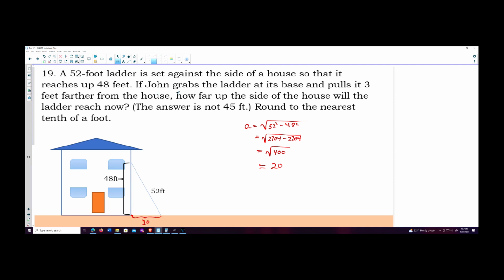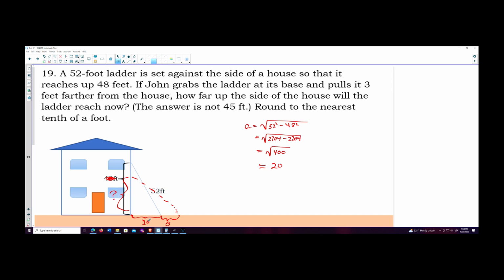Now that I know it's 20 feet, it says if Young grabs a ladder at its base and pulls it 3 feet farther from the house, it looks something like this. I know I cannot draw straight on with this tablet. Okay, so I want to know the distance. So he pulls it 3 feet more. So now it's 23 feet at the bottom. I want to know how far up the house it will go. Remember, the ladder does not change size. It will still be 52 feet.